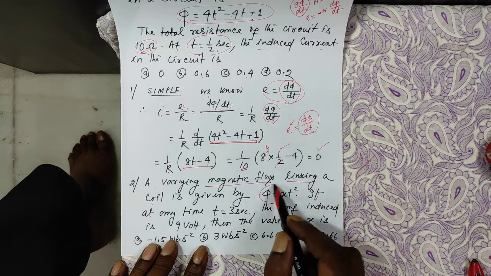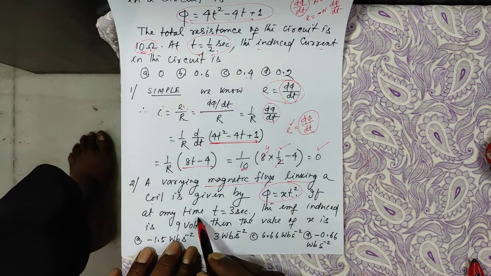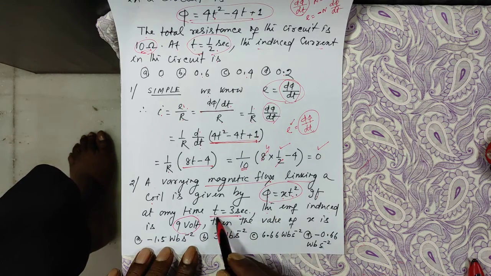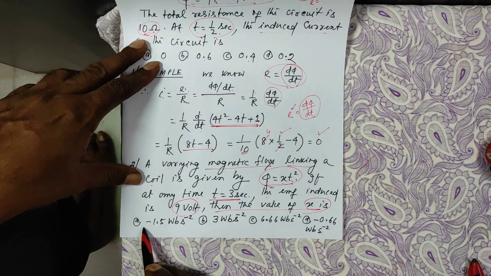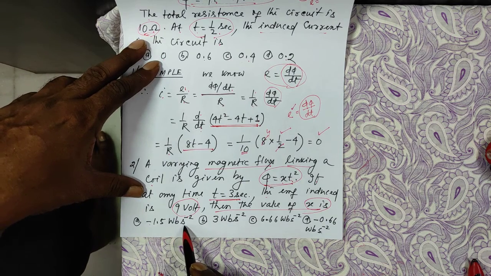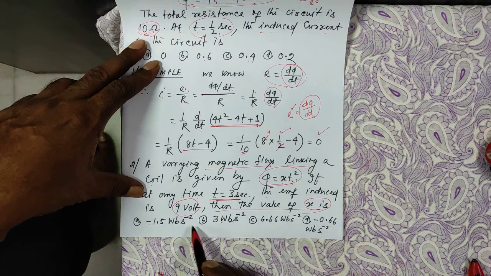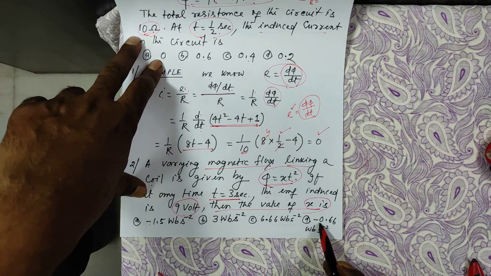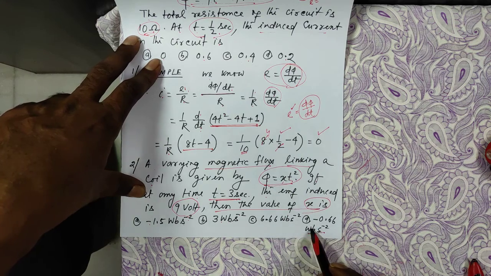And that phi is given as xt square, dependent on time. If at any time t is equal to 3 seconds, the EMF induced is 9 volt. EMF is given, time is given, flux is given. Then the value of x is how much? Given as minus 1.5 Weber second inverse, 3 Weber second to the power minus 2, 6.66 Weber second to the power minus 2, minus 0.6 Weber second to the power minus 2. How x will be this?